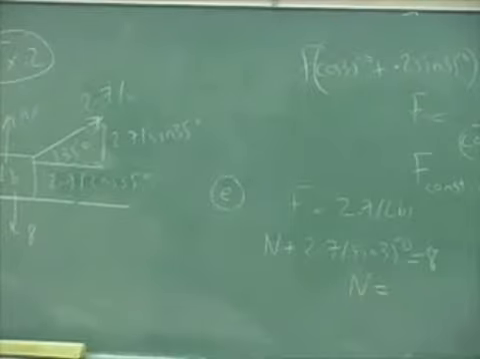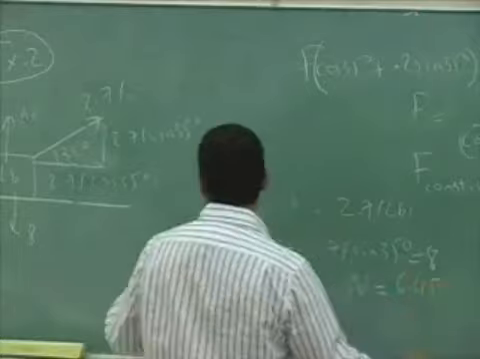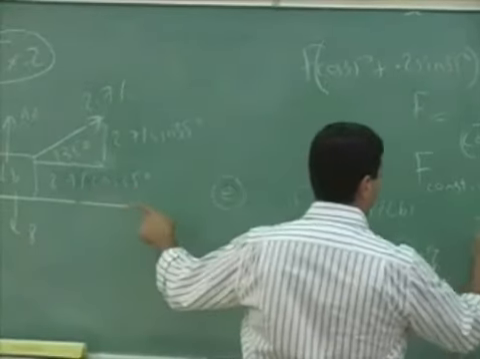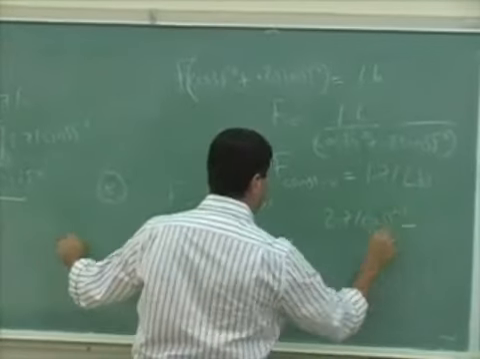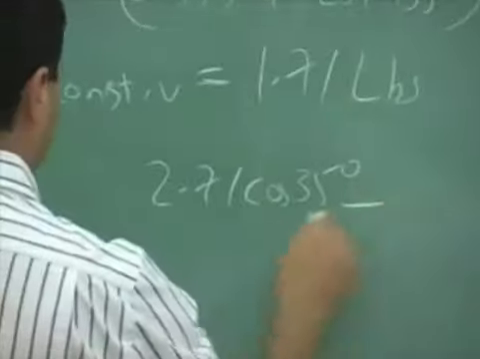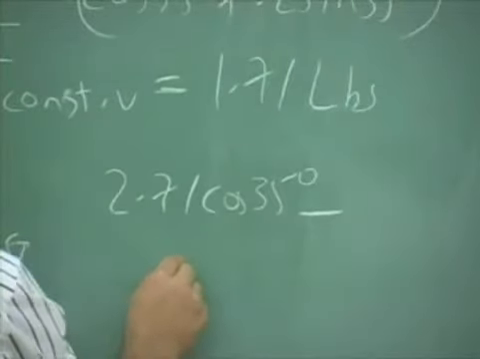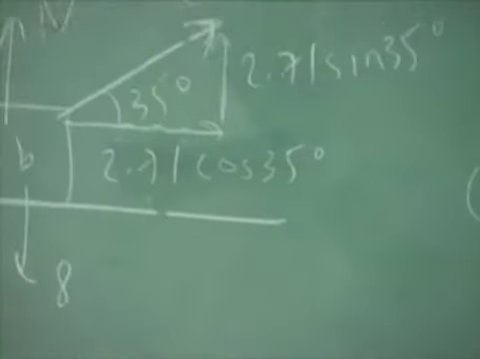Okay. And then now you do 2.71 cos 35 minus mu k times that, which is 0.2 times 6.45, equals ma, 0.25a.